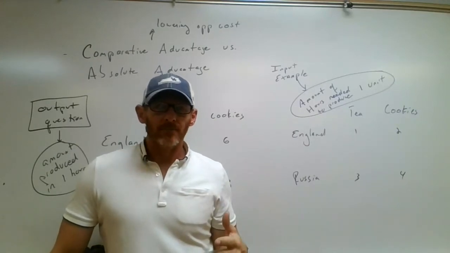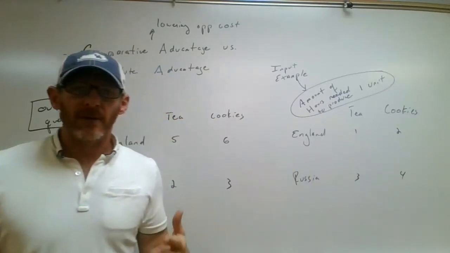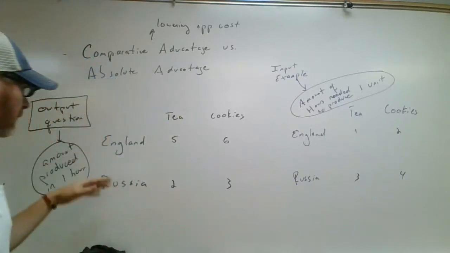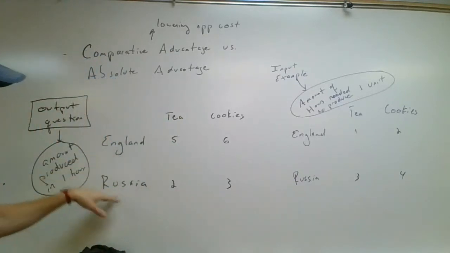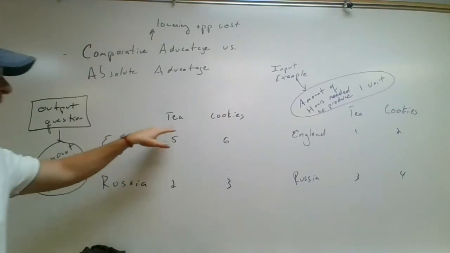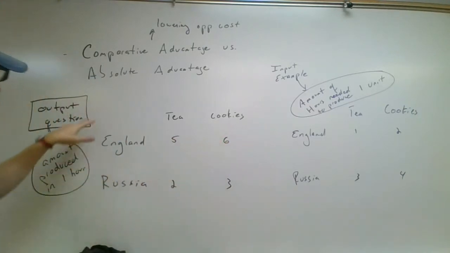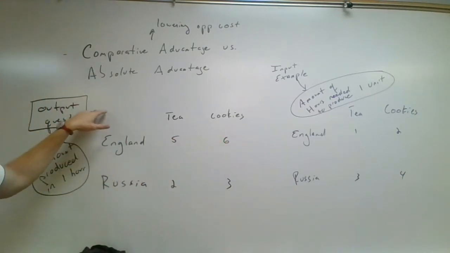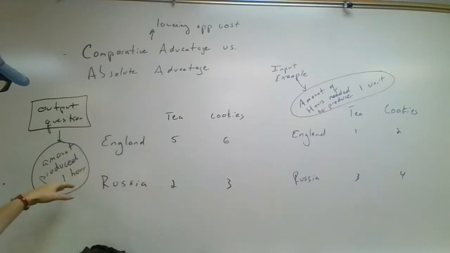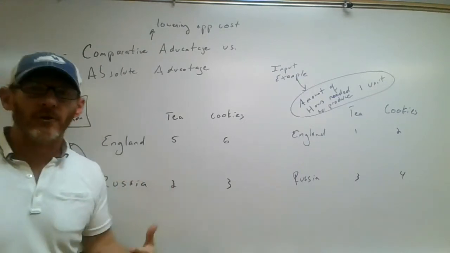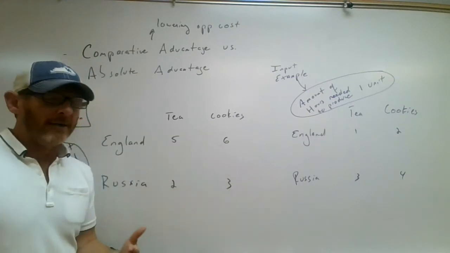So essentially, there are two types of comparative advantage questions we're going to look at. Let's look at this real quick. We have two countries, England and Russia. Everybody can see that, right? And let's say they're going to make two goods. They can make either tea or cookies, okay? What we're saying here, we're going to call an output question. We're going to do more of these as time goes on. An output question, in this case, is the amount produced in 1 hour. So how much can we produce, or how much output, in 1 hour?